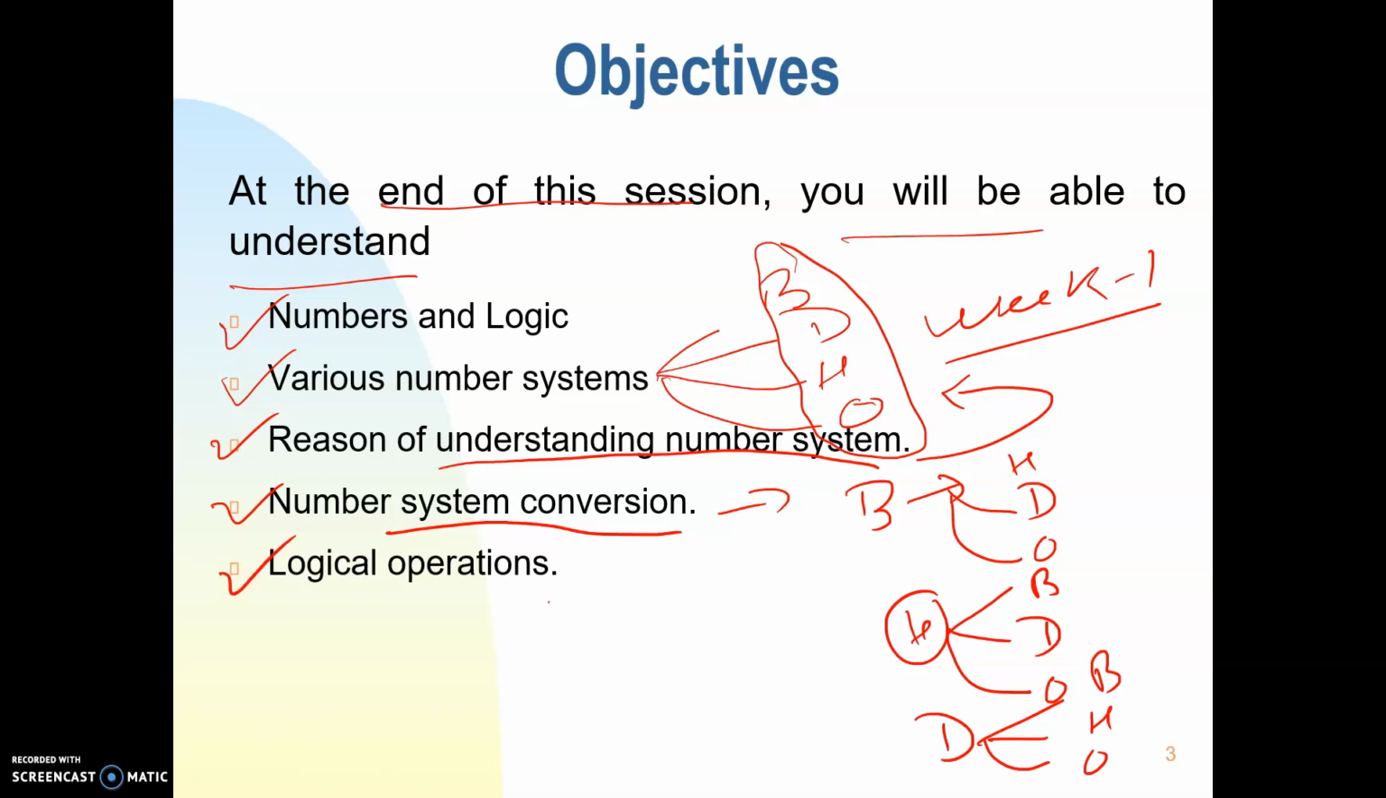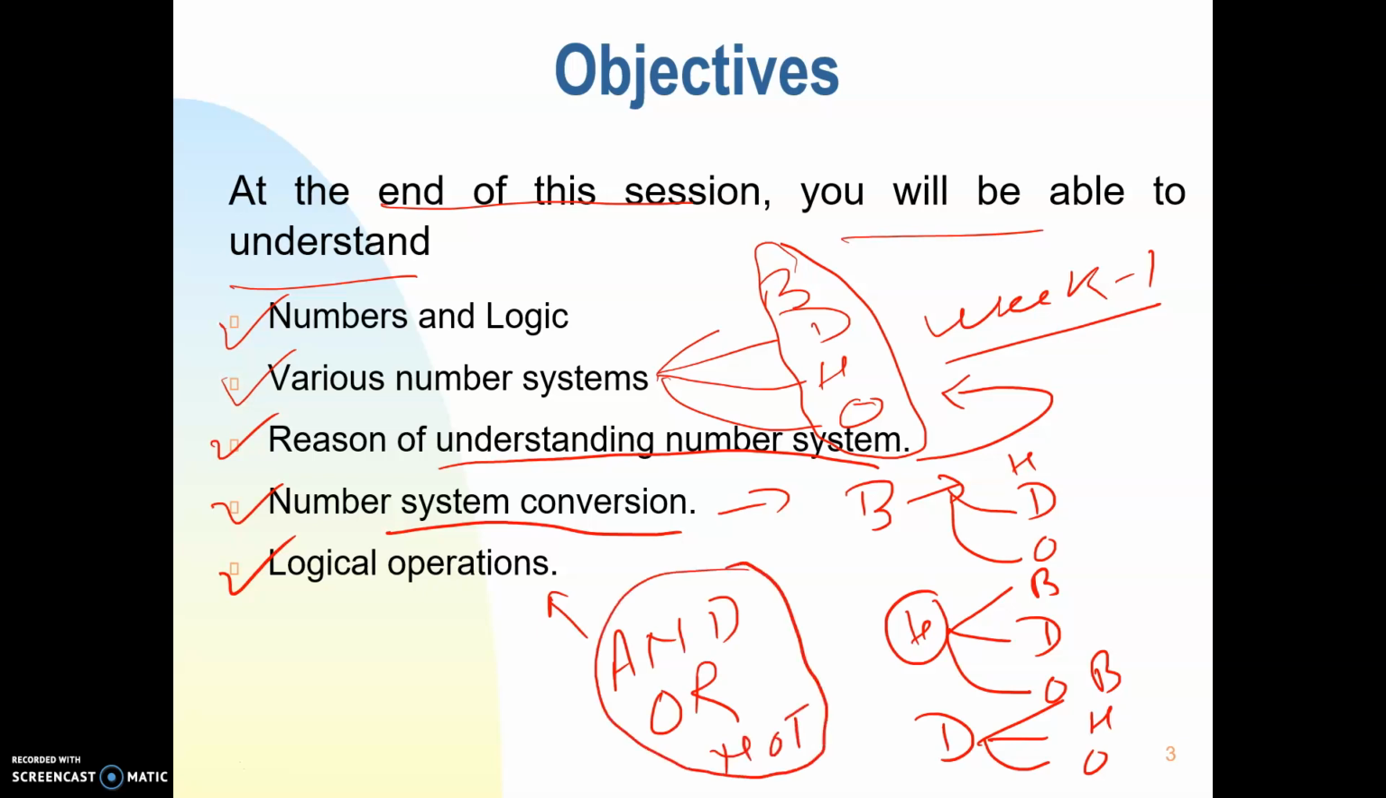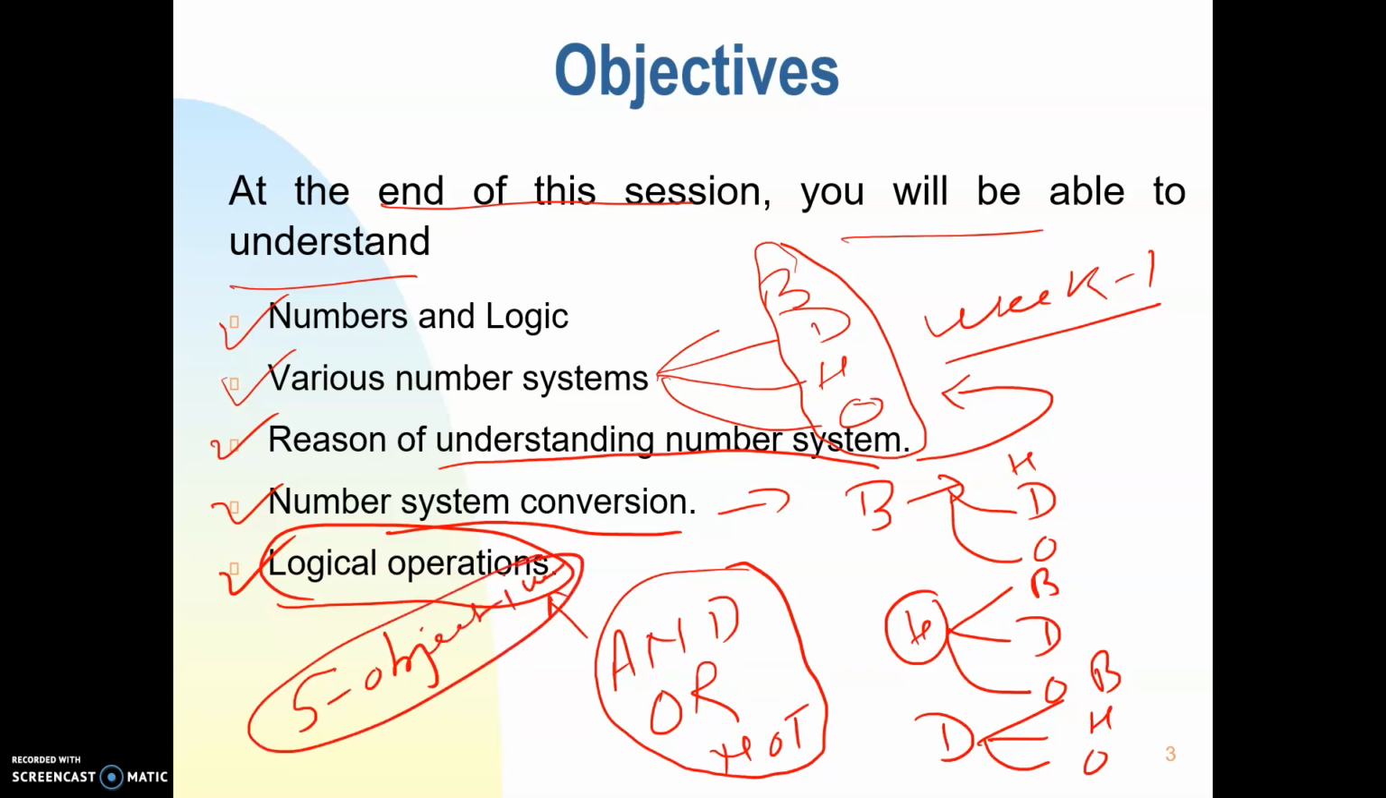Under this, you will get to know different logical operations like the AND operation, OR operation, and NOT operation. These are the different logical operations we will see in this objective. All in all, you can see 5 objectives are given, and we will achieve them in different parts of the video lecture. In part number 1, we'll focus on the first objective, that is numbers and logic.